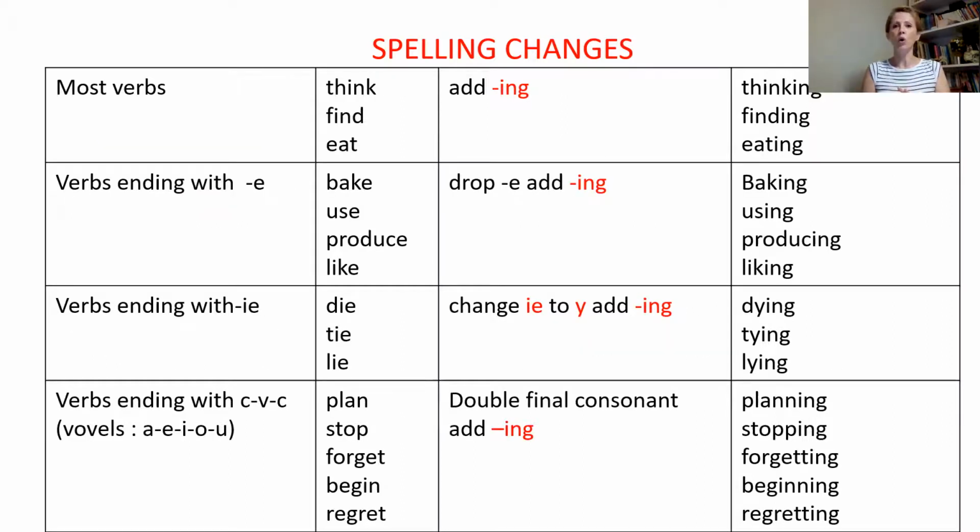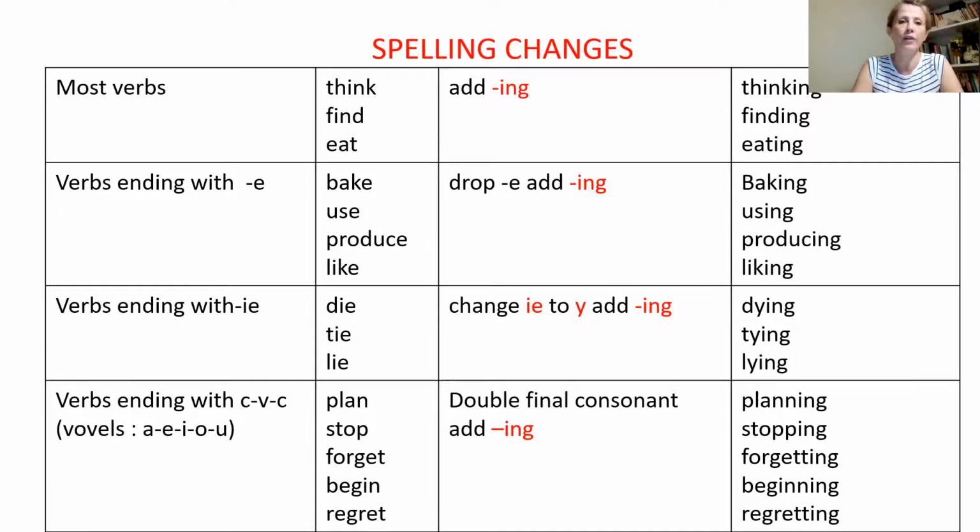So now I want to talk about the spelling changes of the verb. Most verbs, we just add the ing, like in the three examples: think changes into thinking, find, finding, eat, eating. Verbs ending with an E, like bake, use, produce, like, it's actually a soundless E. We drop the E and add ing. Bake changes into baking, use changes into using, produce changes into producing, like changes into liking.